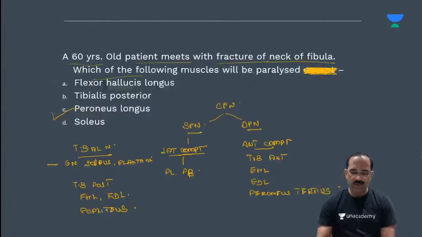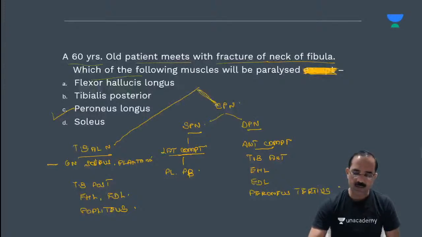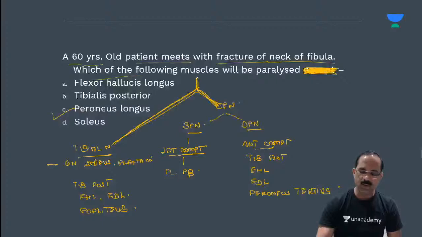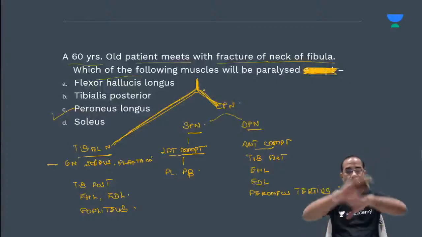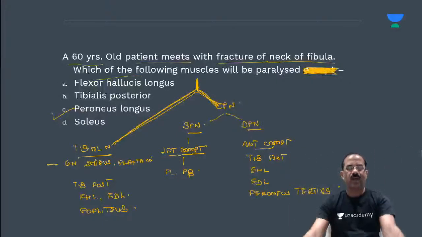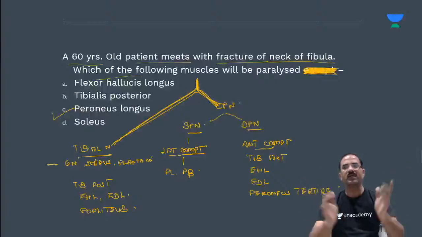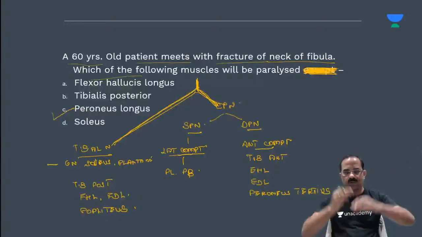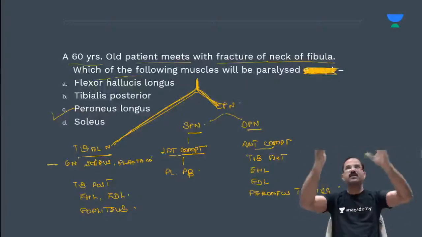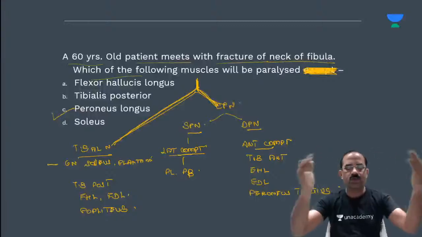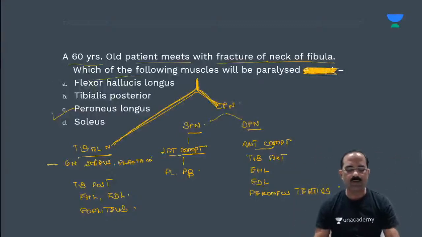And which is the nerve of this compartment? The tibial nerve. The tibial and common peroneal nerves are both branches of what? This is a very simplified chart for you. Make such flow charts and revise them, so that sitting in an exam you can quickly analyze this. Which nerve divides into the tibial and common peroneal nerve? Anyone?